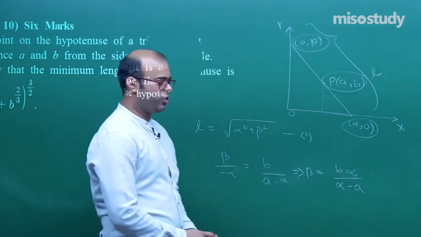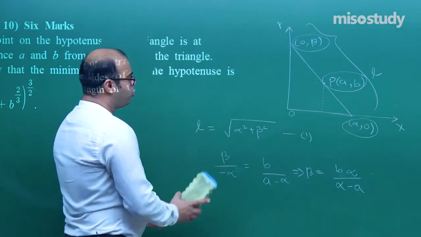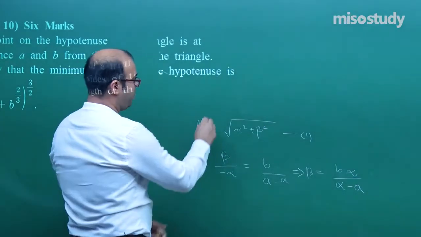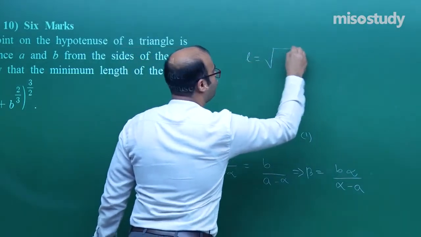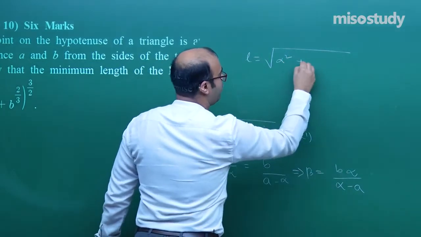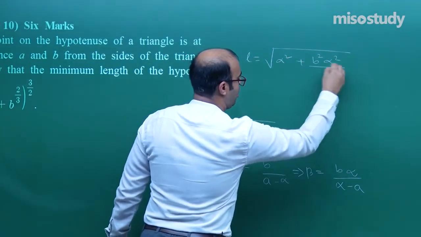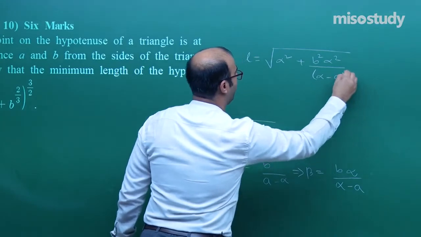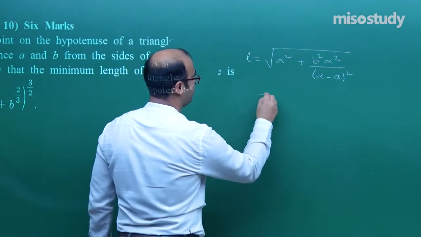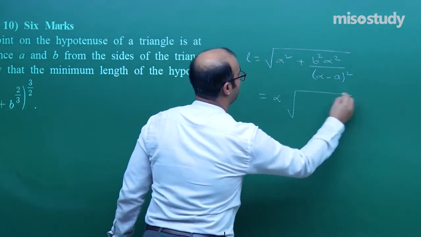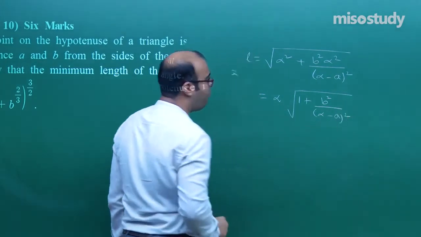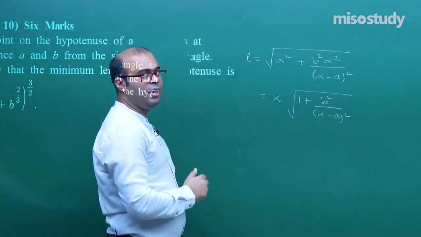A and b are given constants in the question. So, what we will do now, the length of the hypotenuse, which is root over alpha square plus beta square, can be written as root over alpha square and then beta square is b square alpha square upon (alpha minus a) whole square. So, let us simplify this length of the hypotenuse. This is alpha outside root over 1 plus b square by (alpha minus a) whole square. We have to find the minimum value of this length L.